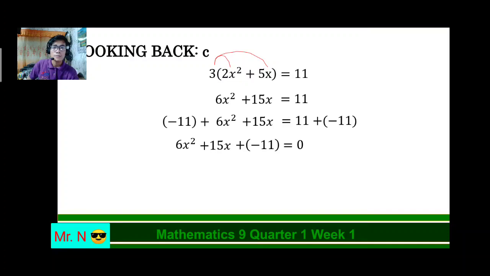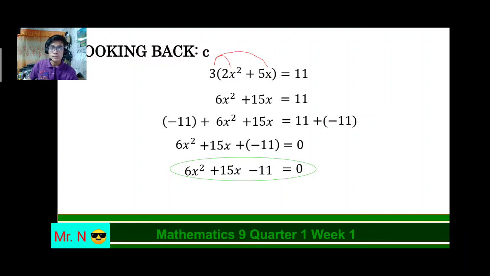Okay? So let's simplify. As you can see, we have two signs na magkatabi, positive and negative. So let's just multiply them. Positive times negative is negative. Always remember, if you're multiplying unlike signs, the result is always negative. So 6x squared plus 15x minus 11 is equals to 0. So now we already have the simplified form of the given equation.